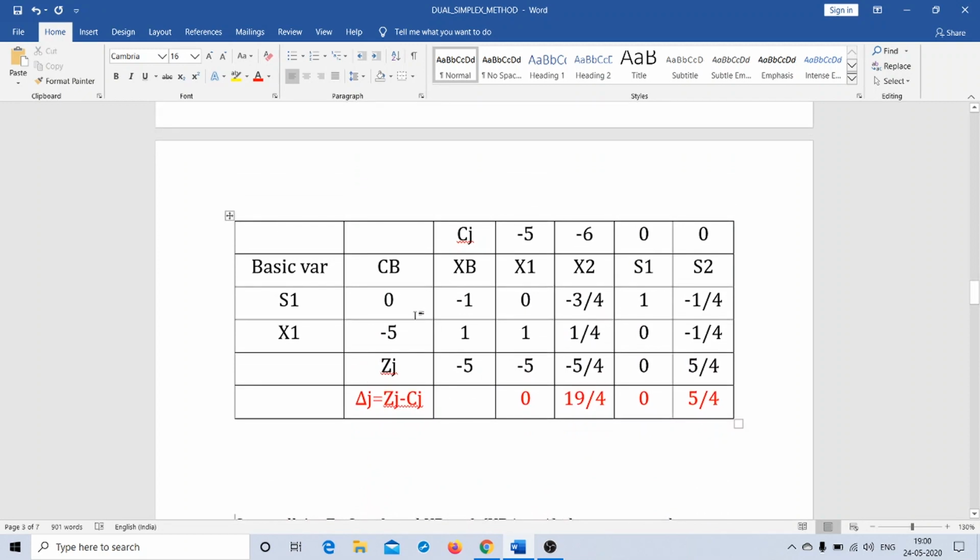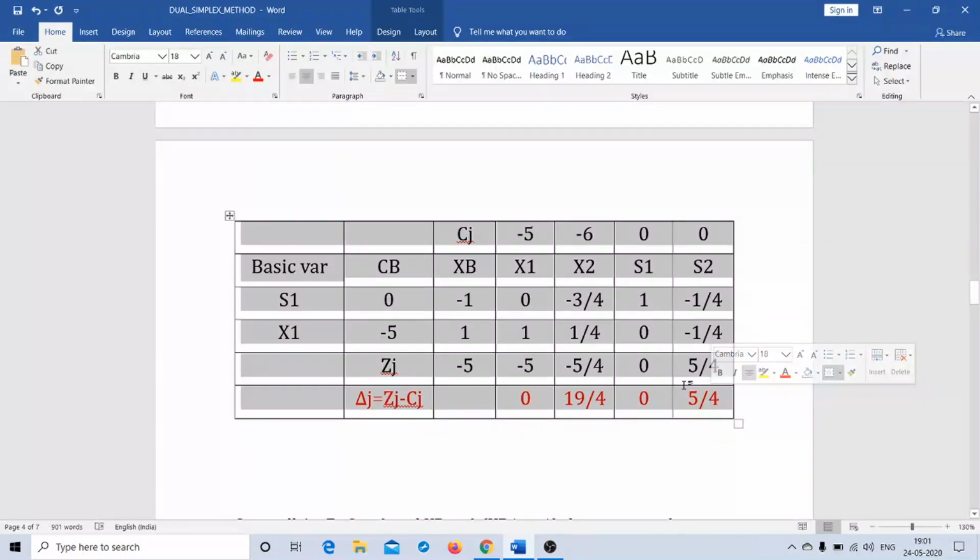Okay, so this is my new simplex table, and you see x1 comes in place of s2, right? Now, let us see whether this particular solution is optimal or not. Delta j greater or equal to 0 is true, and one of the values of xb should be negative. So minus 1 and 1. So this is negative, and hence we say this particular solution is also not optimal. So we proceed for optimality.